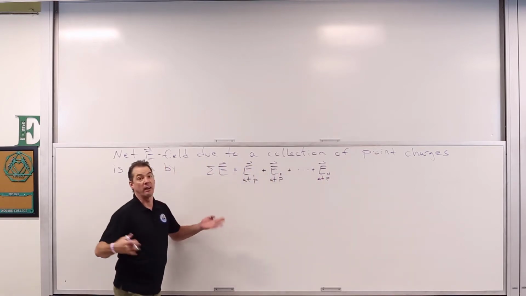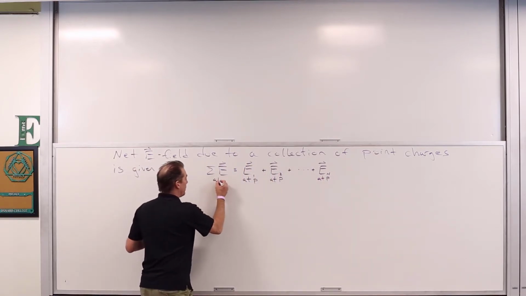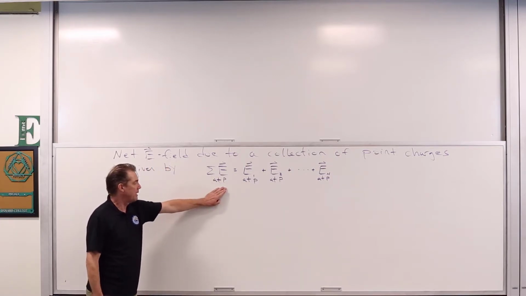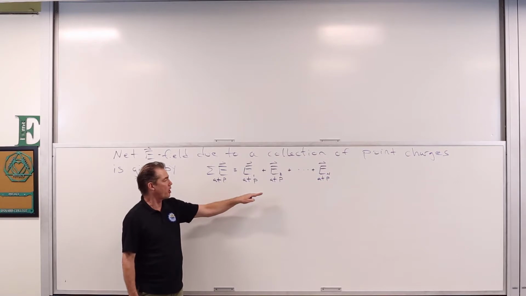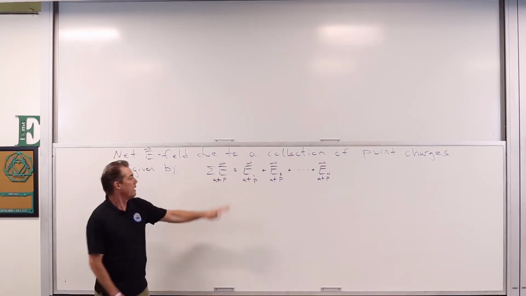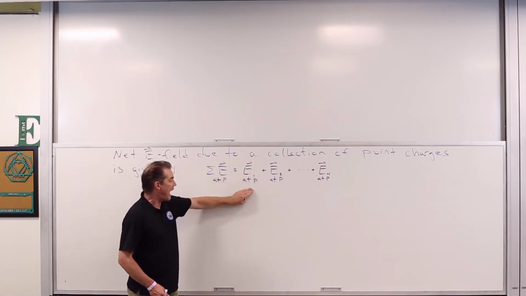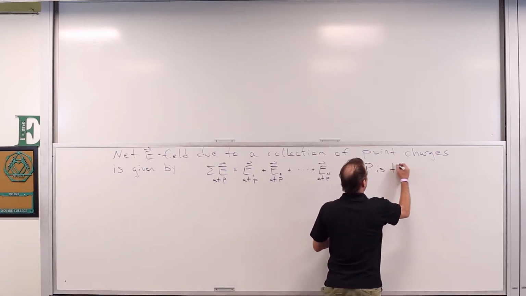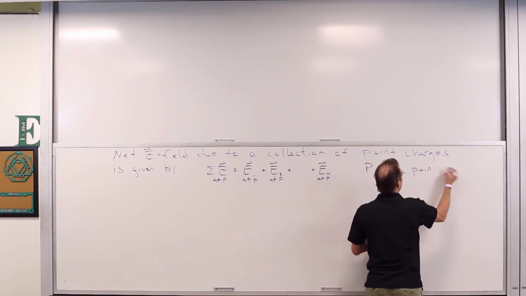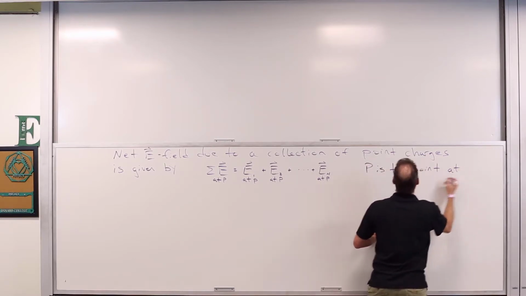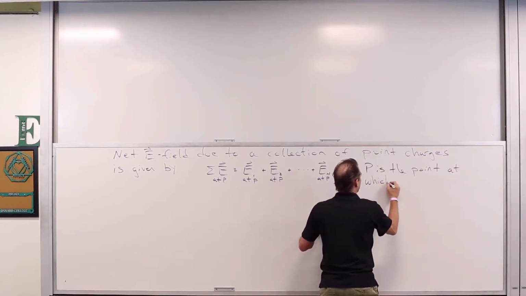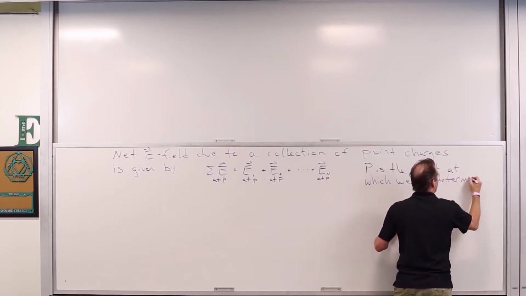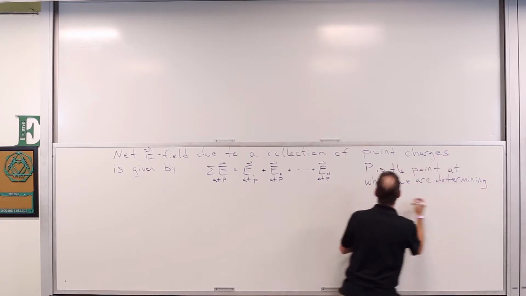So we have to define a location in space which we are trying to determine what the net electric field is. That's some point P. And then we have these individual charges, Q1, Q2, and Q sub n, that produce their individual electric fields at those locations. So P is the point at which we are determining the net electric field.